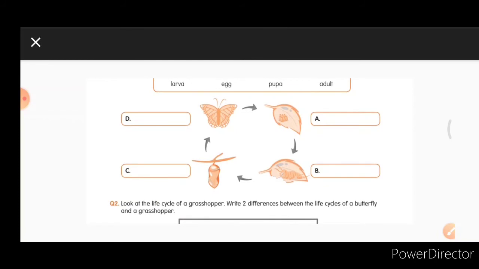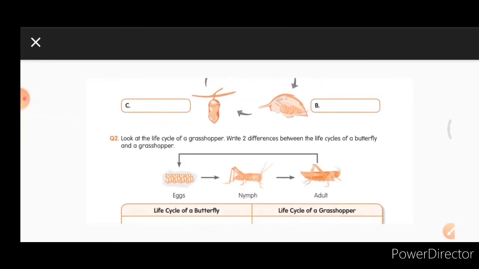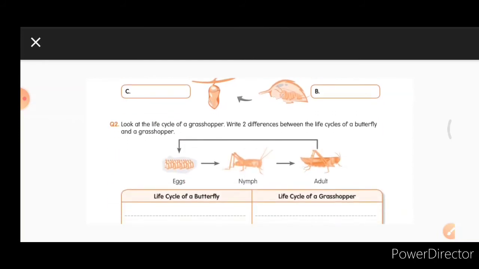Okay, egg, larva, pupa and adult. Now, look at the stages in the life of a grasshopper. How many stages are there? Only 3 stages are there: eggs, nymphs and adult. So, what is the first difference which you will write? You will write that a butterfly has 4 stages in its life cycle and a grasshopper has only 3 stages in its life cycle.